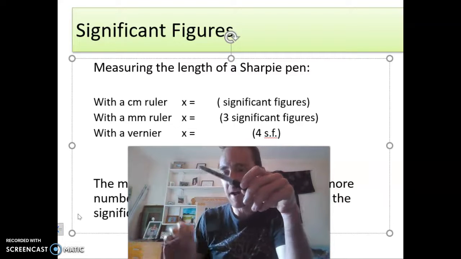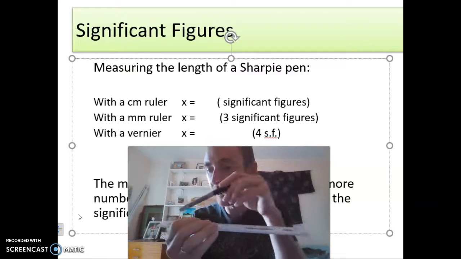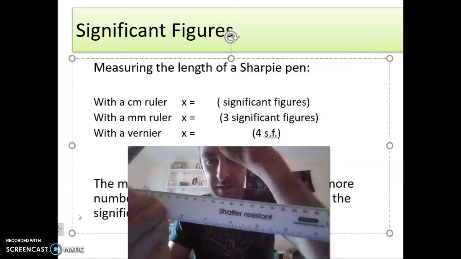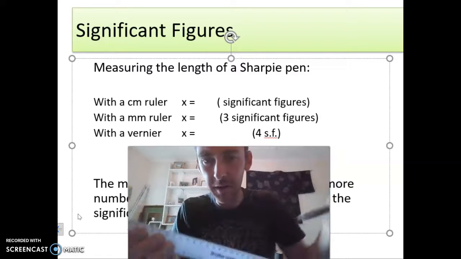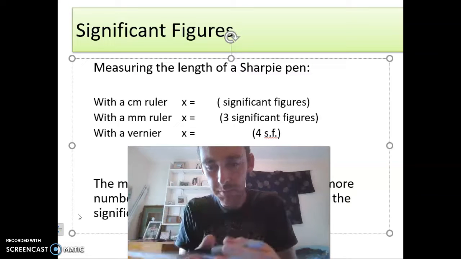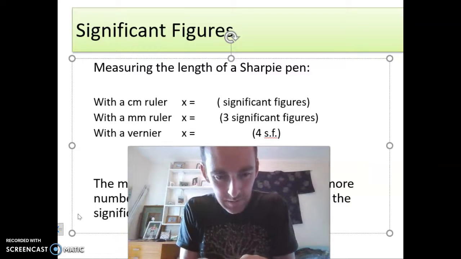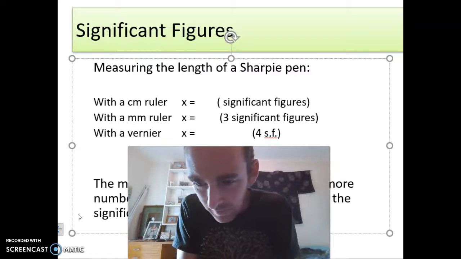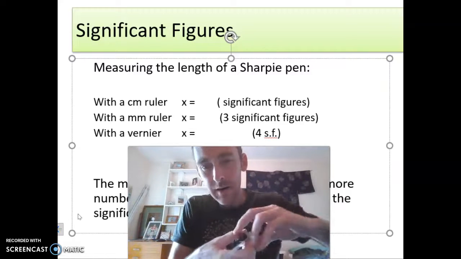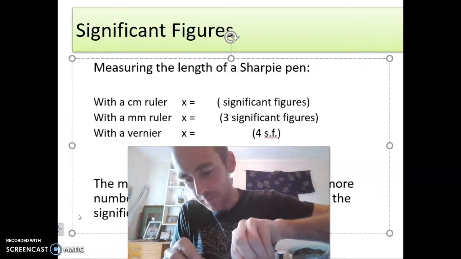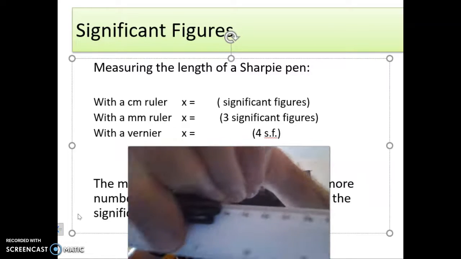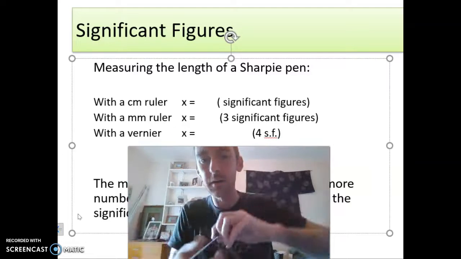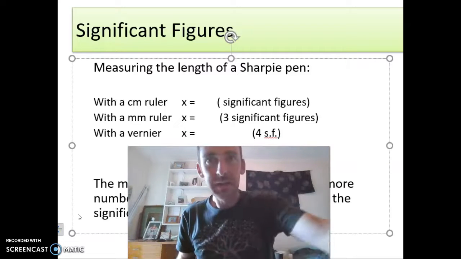Say, first off, if I had a ruler, and let's say for argument's sake, my ruler only had centimeter lines along the top there. So I measure that Sharpie pen and I line one end up with 0, and I can see the other end is nearly to the 14 centimeter line. Right? It's not quite to the 14 centimeter line, but nearly there. So it's a little bit less than 14 centimeters.